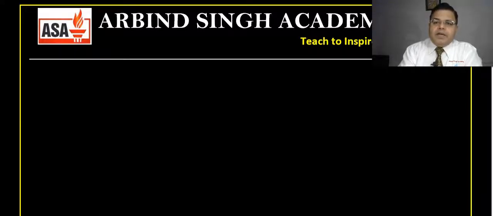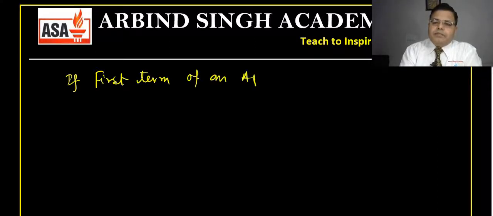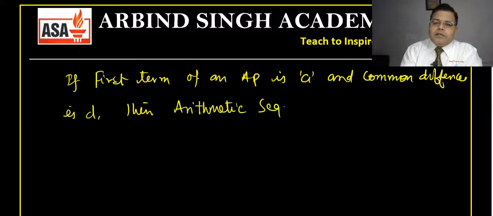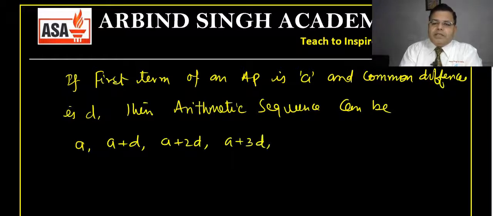If the first term of an AP, that is T1, is A, and the common difference is D, then the arithmetic sequence can be A, A plus D, A plus 2D, A plus 3D, A plus 4D, right? Like this. This is the first term.